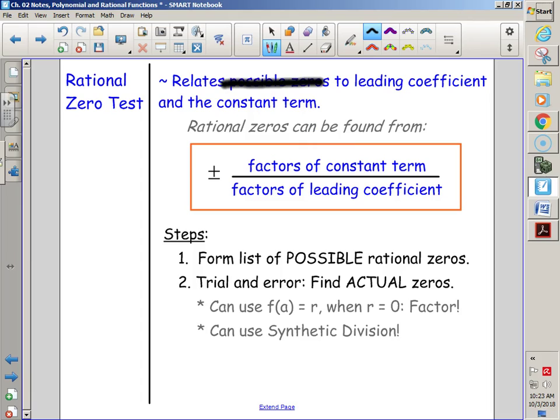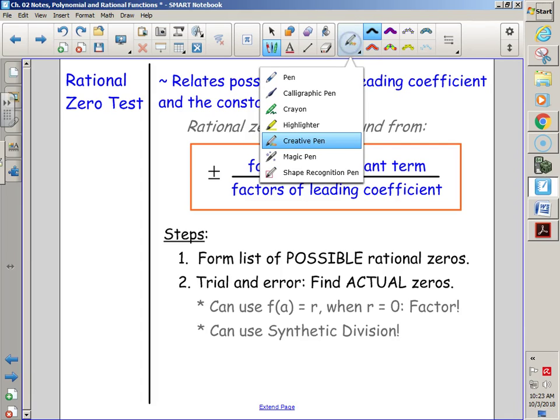That's not what I wanted. I'm graffitiing on my notes. Okay, hold on. There we go.